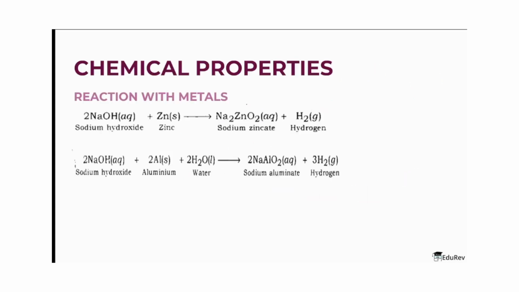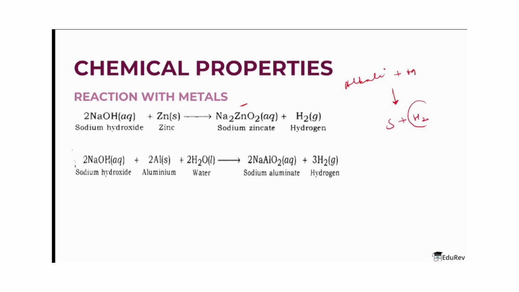In the reactions of bases, the first one is reaction with metals. So tell me one thing, when bases react with metals, what are they going to do? Your alkali are going to react with metals and form salt and hydrogen.